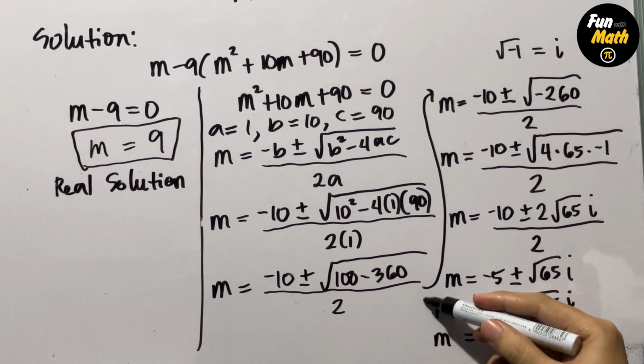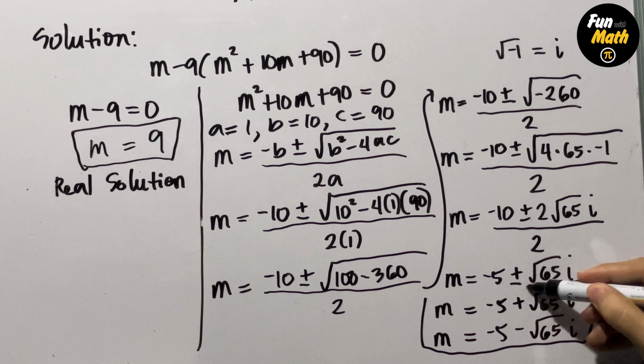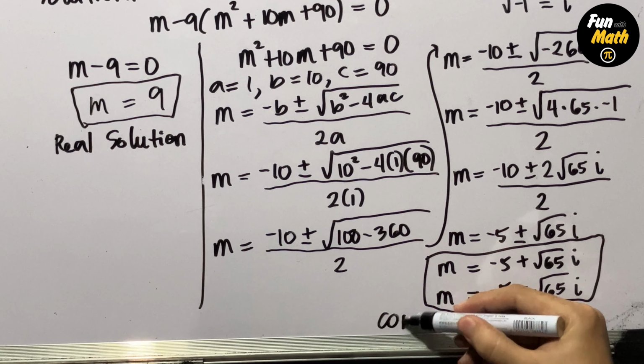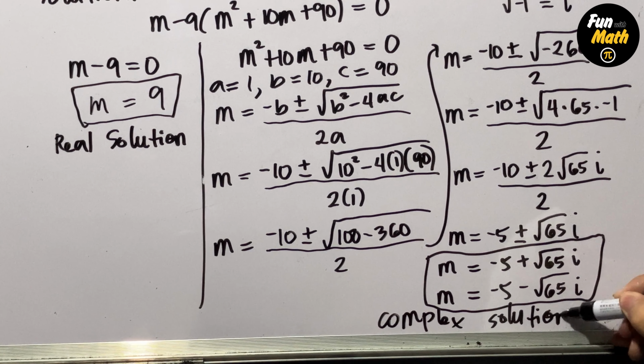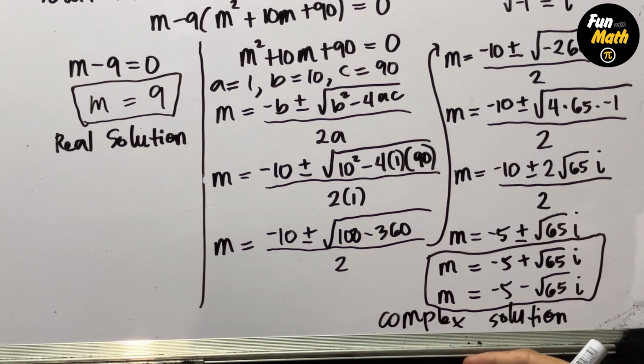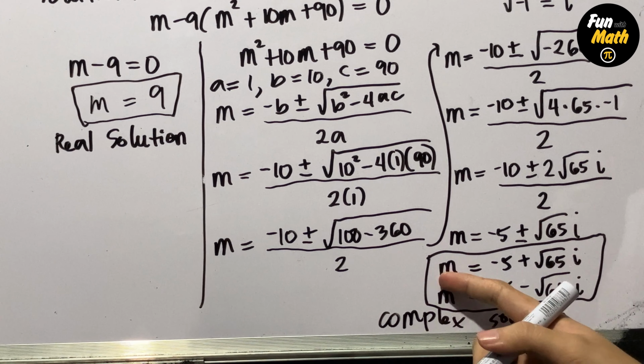And these two are called complex solutions. So again, the values of m are m is equal to negative 5 plus square root of 65i, and m is equal to negative 5 minus square root of 65i. And this is called our complex solution.